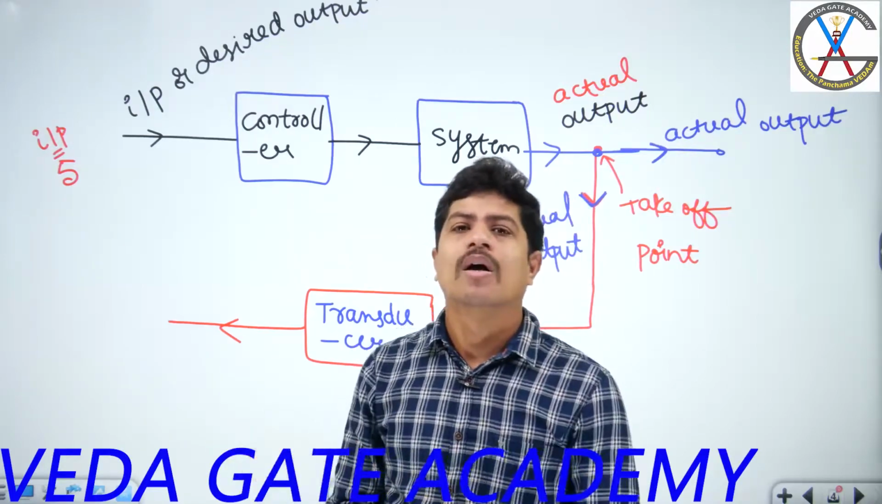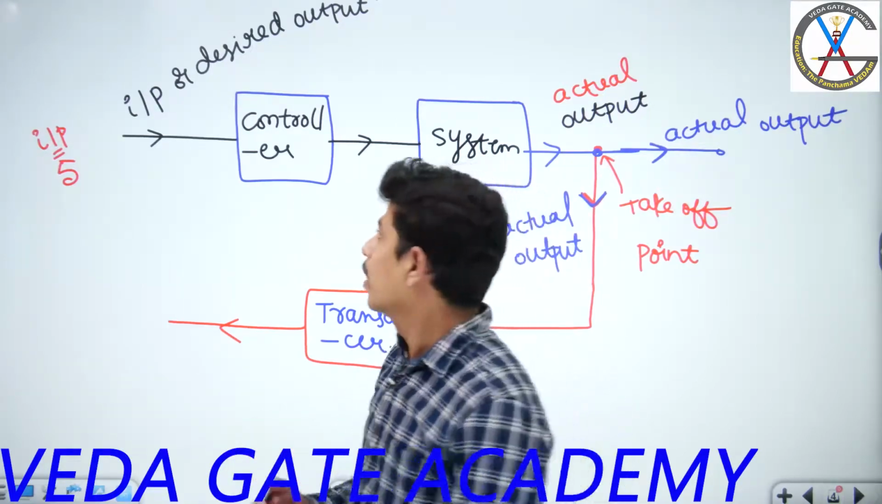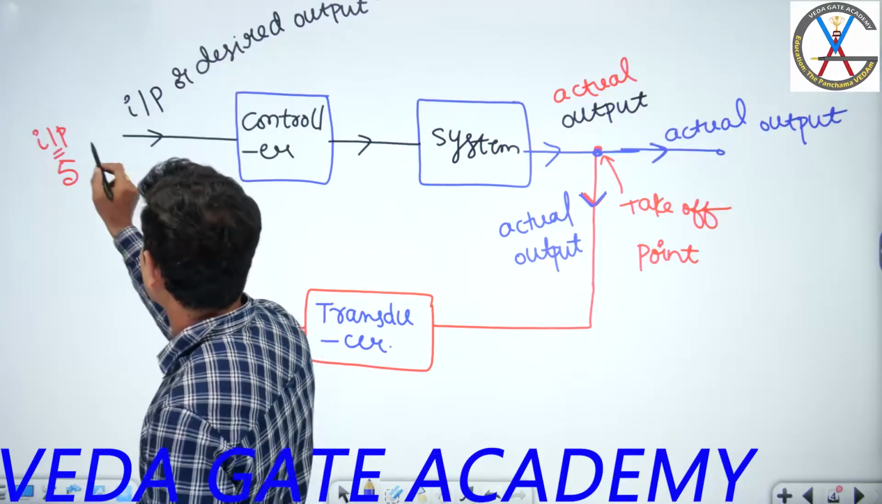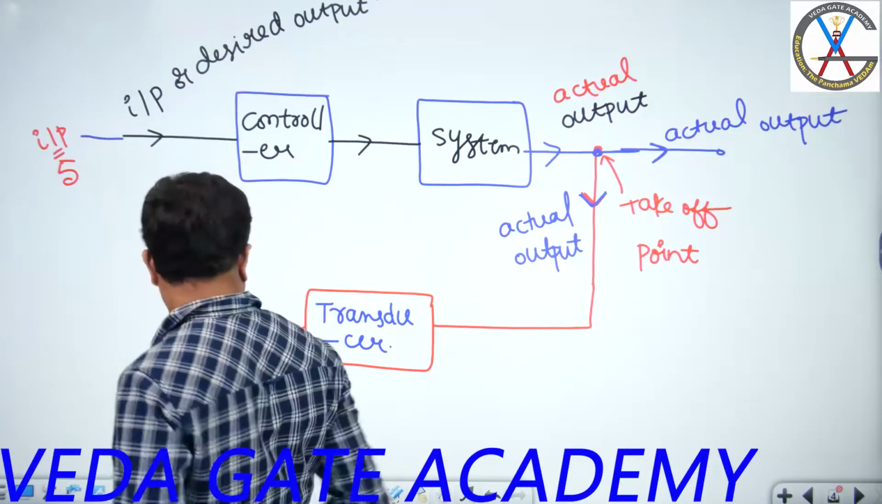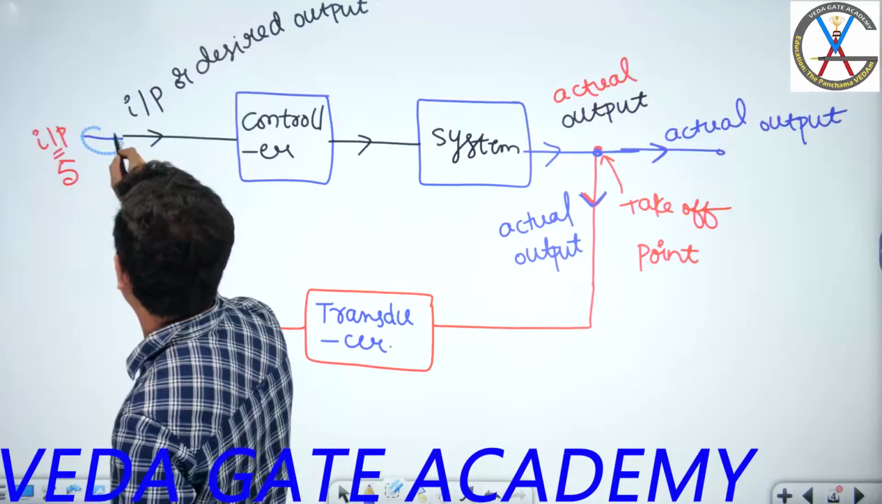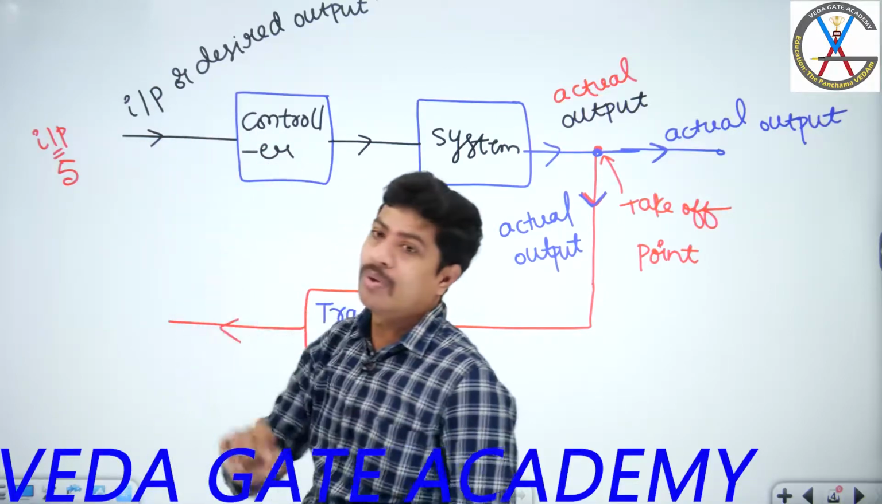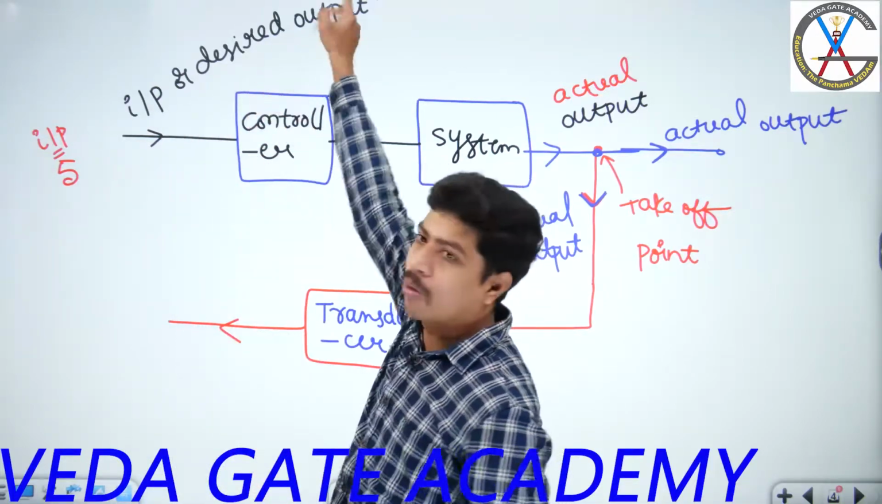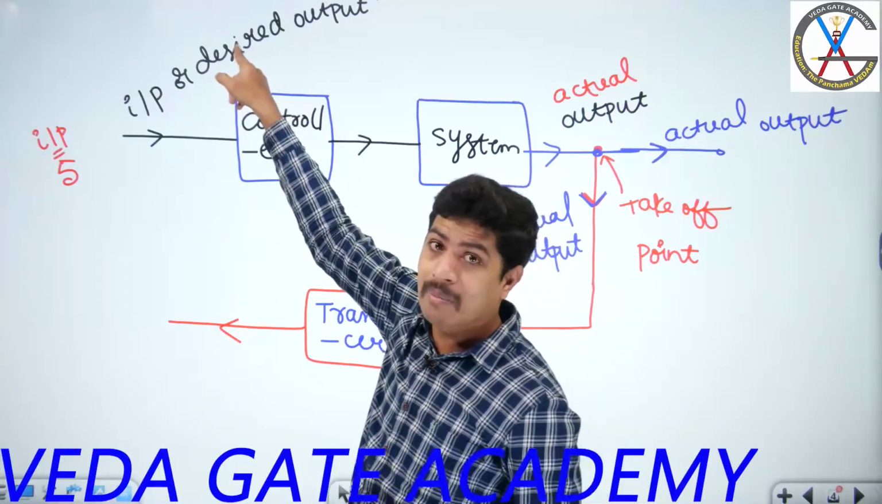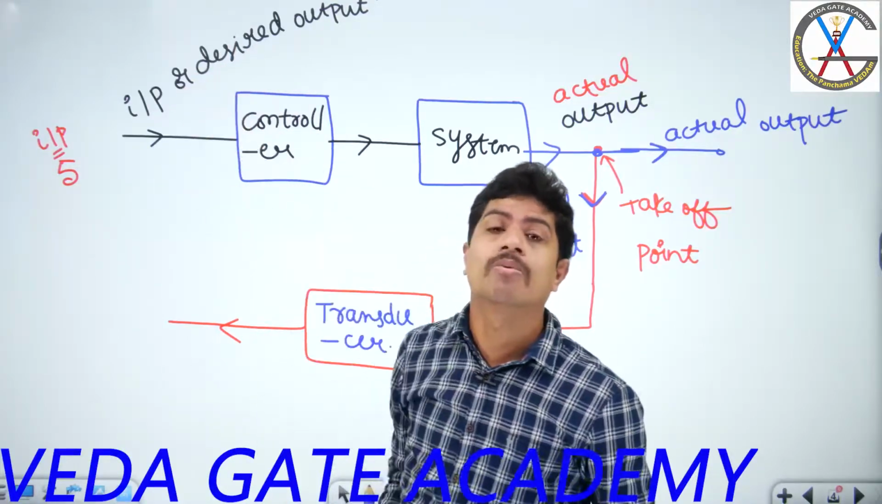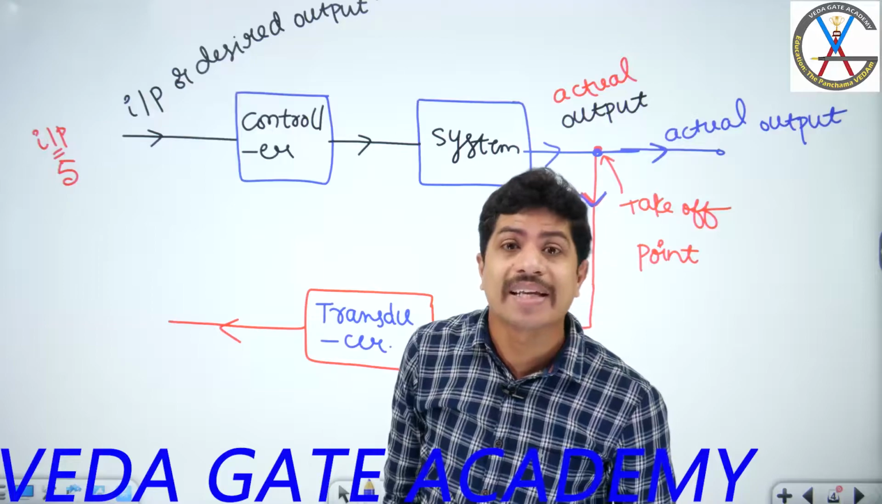Comparing means what? The difference, subtraction. Now I want to compare these two. What are these two? Those two are input, or I won't call this input now, I'll call this the desired output. I will compare my desired output with the actual output. The difference is called error.